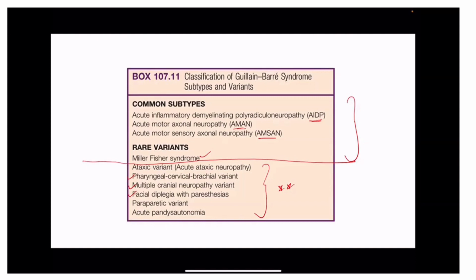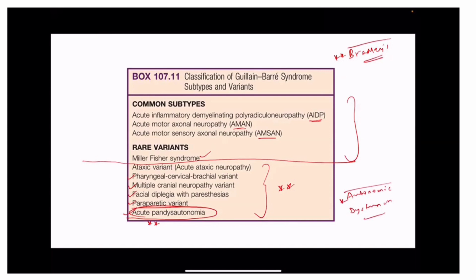Then the paraparetic variant, wherein the patient says that he just has weakness of the lower limbs, an ascending kind of weakness, and the upper limbs are not involved. And this is a very dangerous condition to have. Acute pandysautonomia. This table is again from Bradley's, but it is needed for you guys because Harrison is lacking in a few of the things, so those things need to be added. Acute pandysautonomia means the patient just has severe autonomic dysfunction. So it is very difficult to catch this variant.